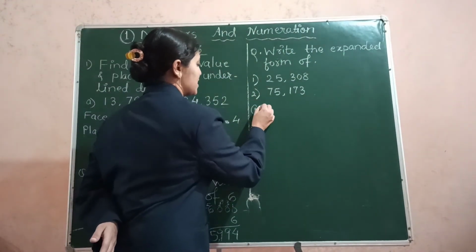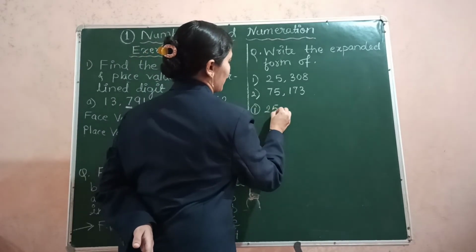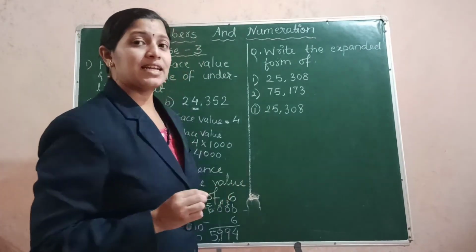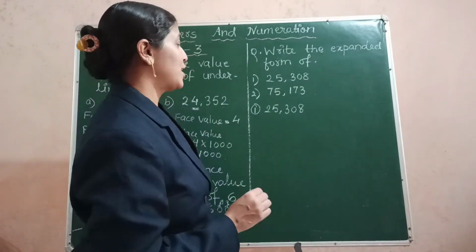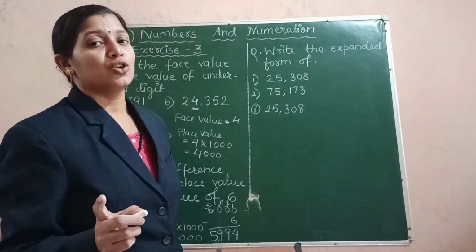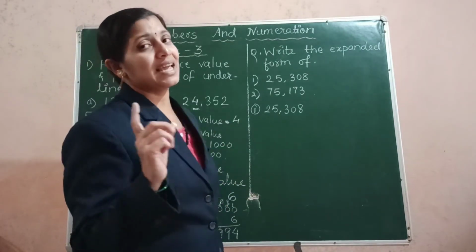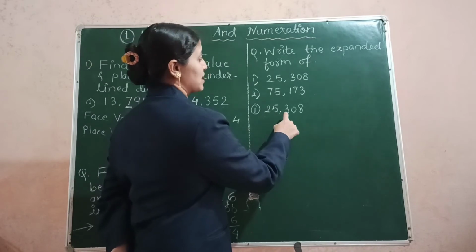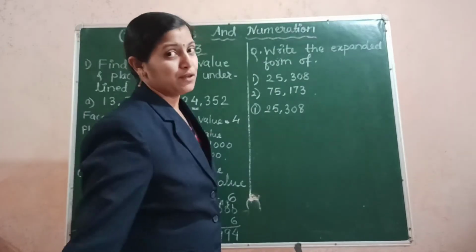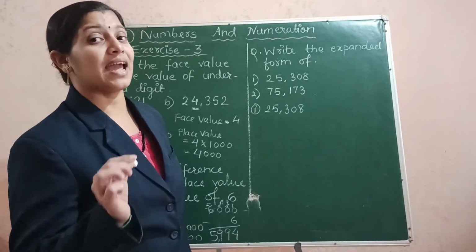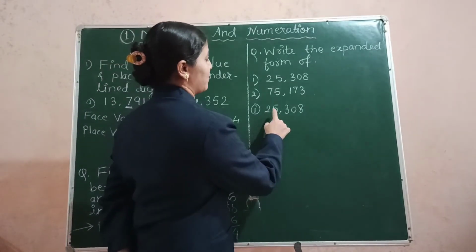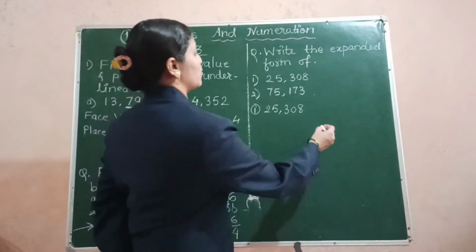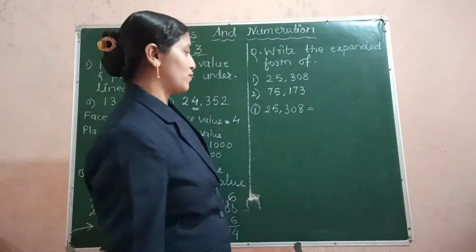So here the first number is 25,308. Did I say it properly? No, I used "and" which is not in the rule. We should never say "and" in the number. We should say 25,308. We should never say "and 308". We should say 25,308. Now we are going to write the expanded form of this number.